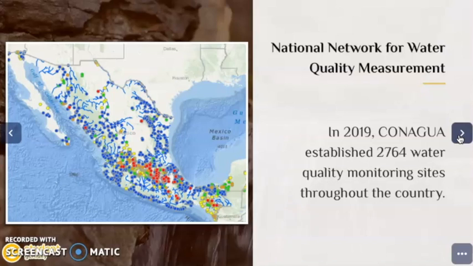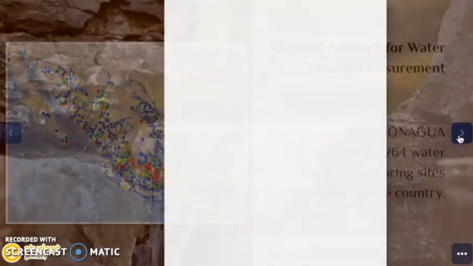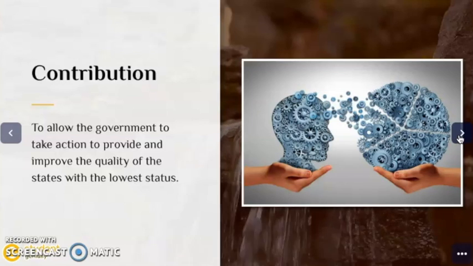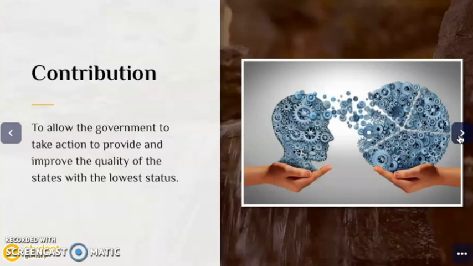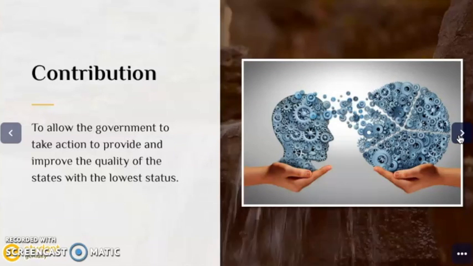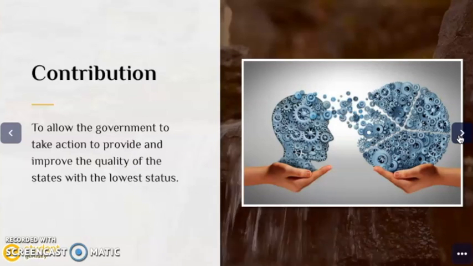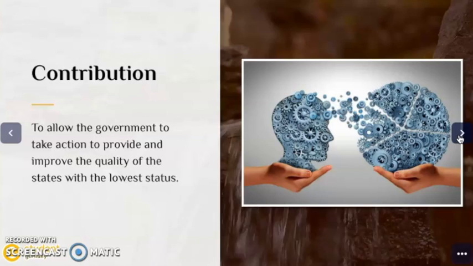The main purpose of this study was to make a proper analysis of the status of the water quality in each state of Mexico, in order to determine the states with the lowest and highest quality of water. The contribution of the study will allow the government to take action to provide and improve the quality of the states with the lowest status according to the previously established parameters and following standard water quality guidelines, in order to provide an equal quality of life for all their citizens and living beings.